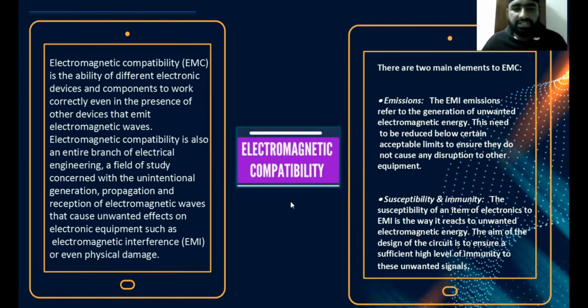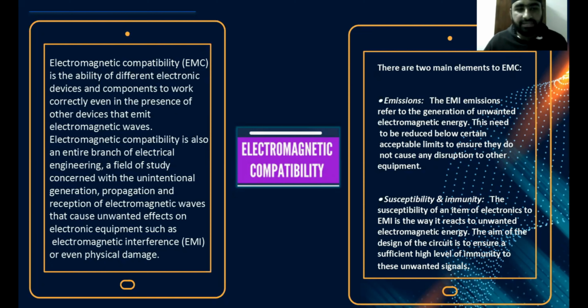So now we will see electromagnetic compatibility. What is electromagnetic compatibility? Electromagnetic compatibility, which is also known as EMC, is the ability of different electronic devices and components to work correctly even in the presence of other devices that emit electromagnetic waves.